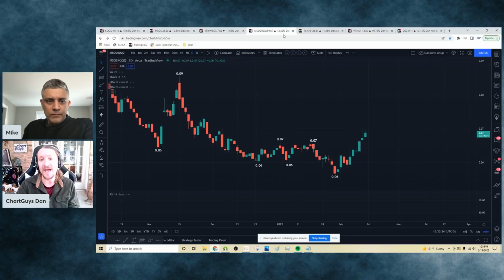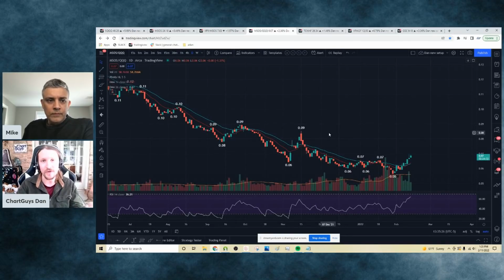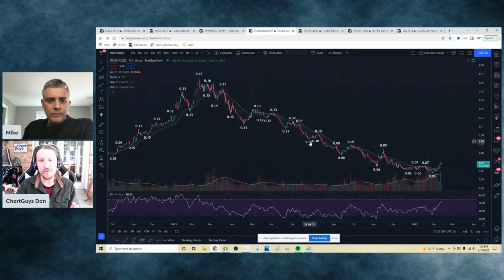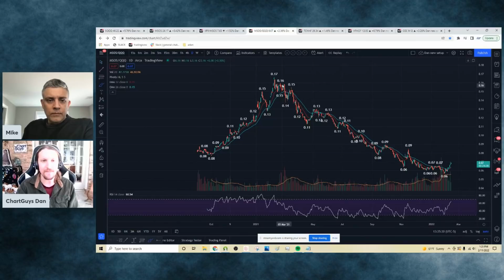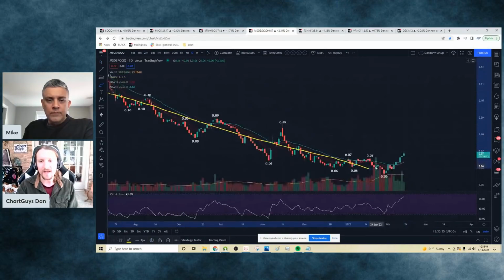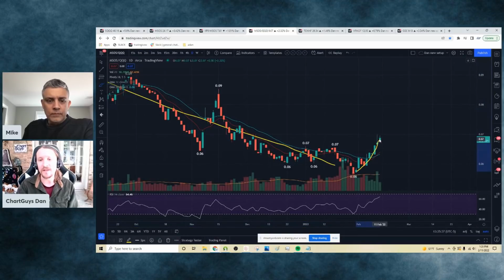And I do the same thing here with MSOS divided by QQQ. Again, I'm watching who's stronger, MSOS or QQQ. Ever since our all-time high in MSOS, the NASDAQ has been significantly outperforming, but there's a very notable shift that's gone on over the last 2 weeks.